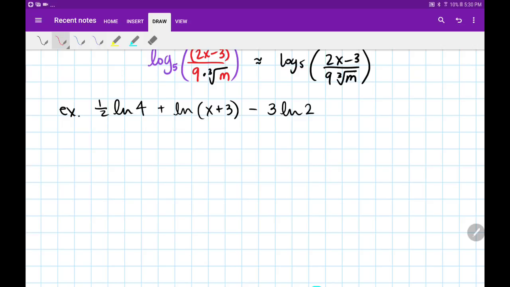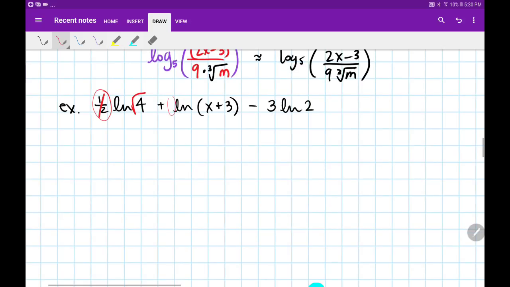Step 1, make your exponents visible. Scan for any numbers being multiplied in front. I have a 1/2 in front. Cross it out. That's going to be a square root. And nothing going on over here, so I'll leave that. Ooh, this last term has a 3 in front, so cross it out, make that a 2 cubed.